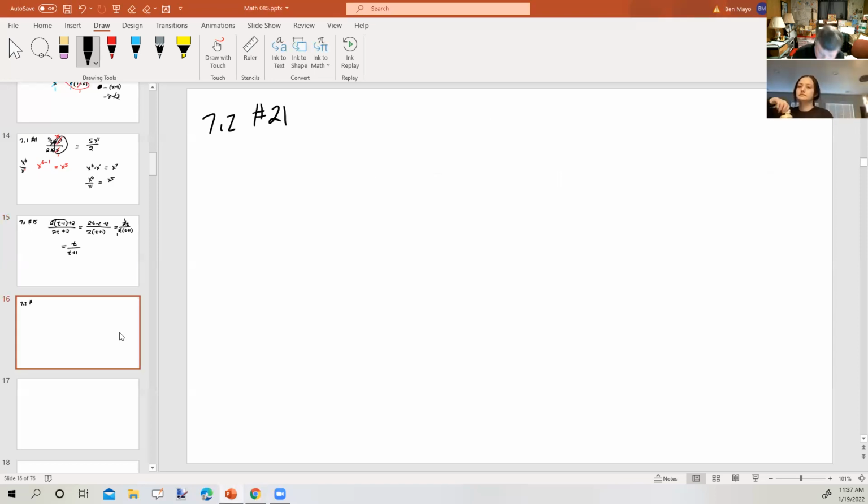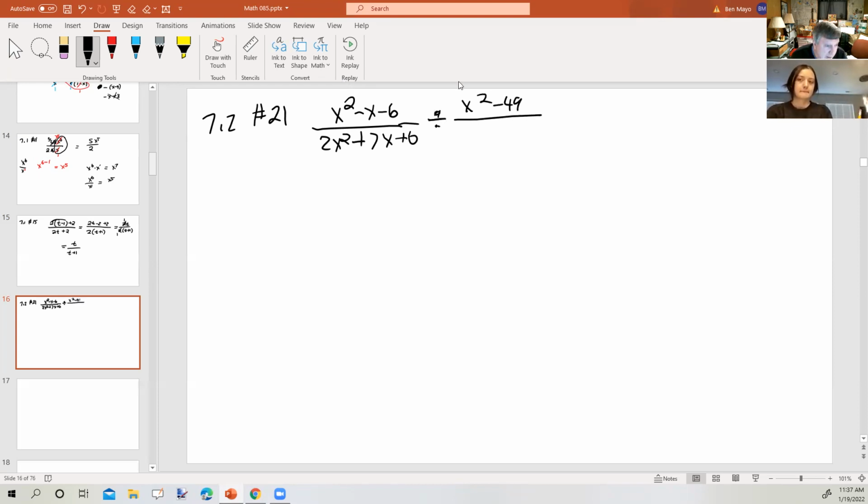7.2, number 21. Divide and then simplify if possible. So we've got x squared minus x minus 6 divided by 2x squared plus 7x plus 6, all of that divided by x squared minus 49 over 2x squared plus 17x plus 21.